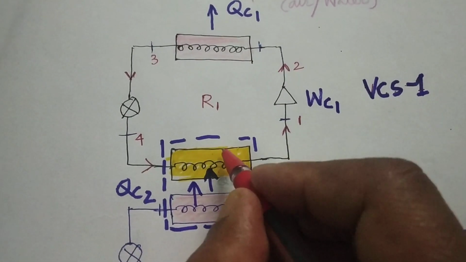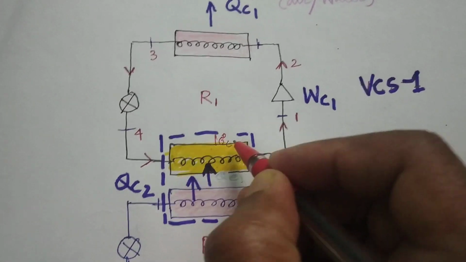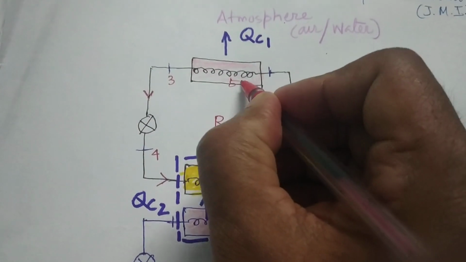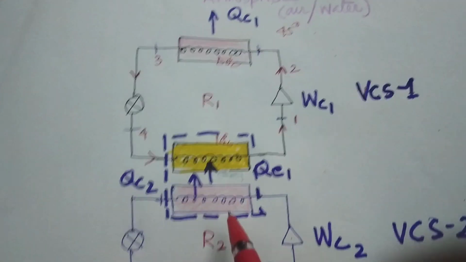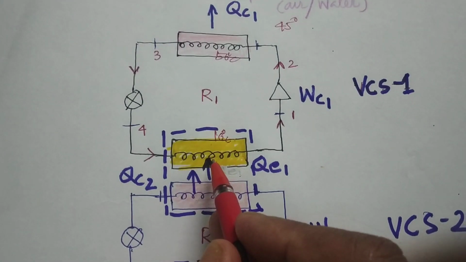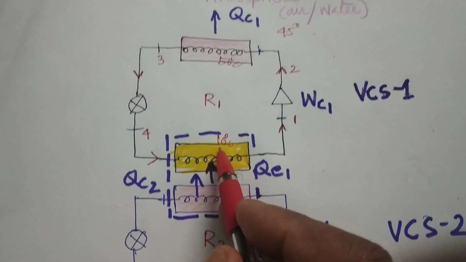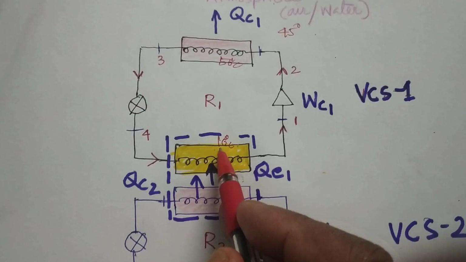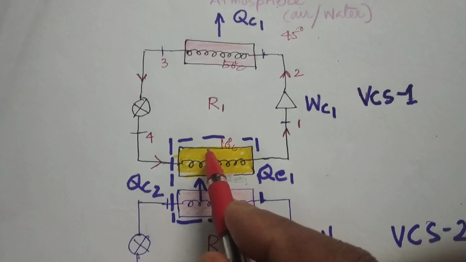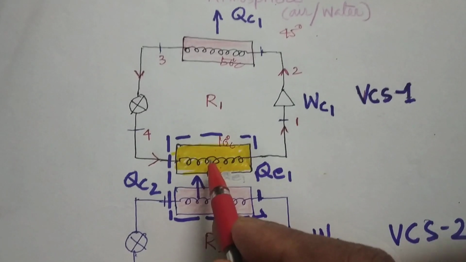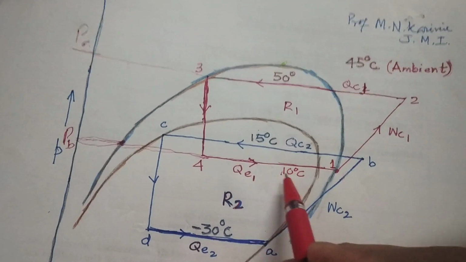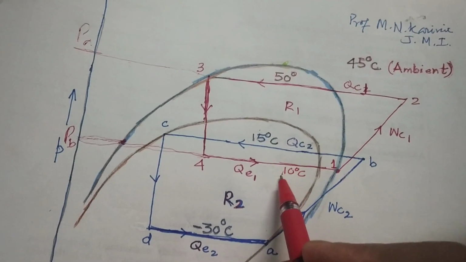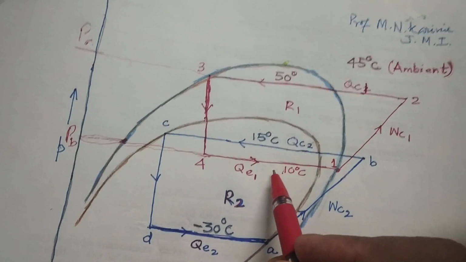So this was selected as 10 degrees centigrade, and this was selected as 50 degrees centigrade, as the ambient temperature is, say, 45 degrees centigrade. So this evaporator will be absorbing heat from an area which is at higher temperature than 10 degrees centigrade. It will be absorbing heat from anything which is higher than 10 degrees centigrade, such as minus 10 degrees centigrade or higher.